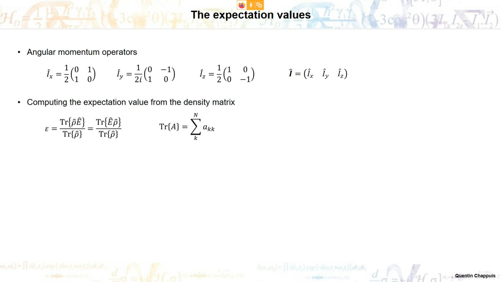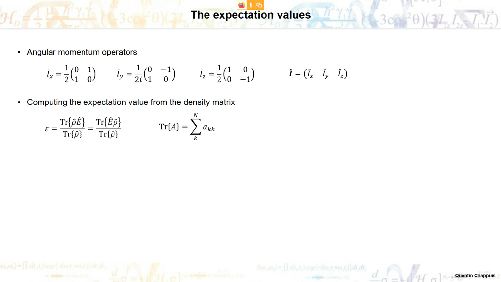The trace is defined here on the right. It's the sum of the diagonal elements of the matrix. And an important property of the trace is that you can move the multiplication within the trace and give the same results.